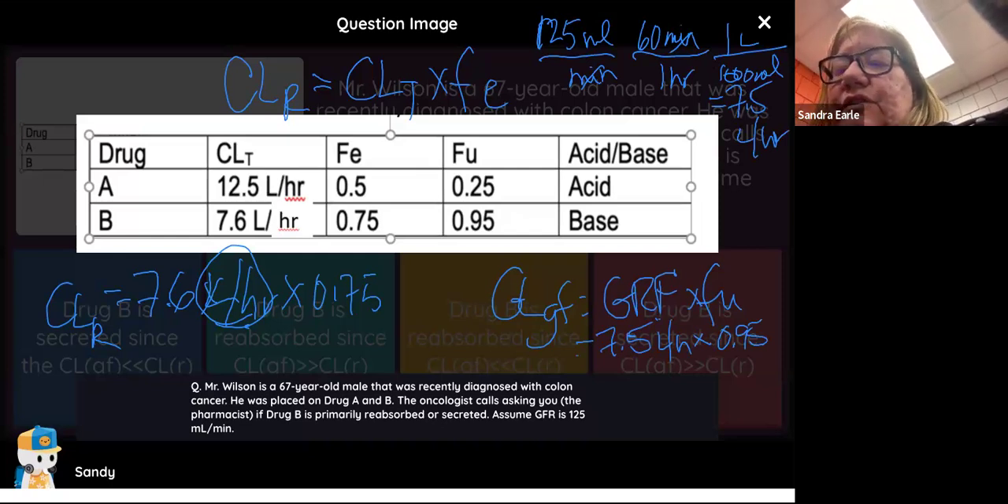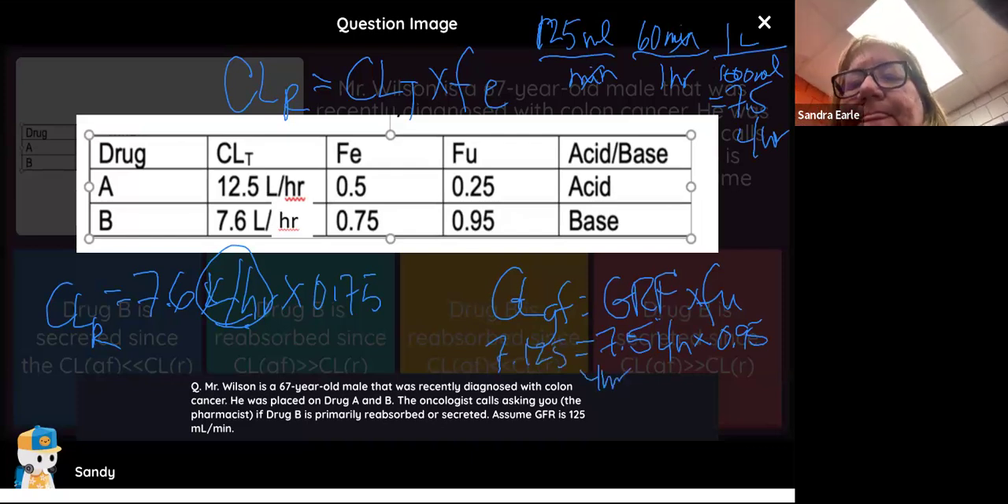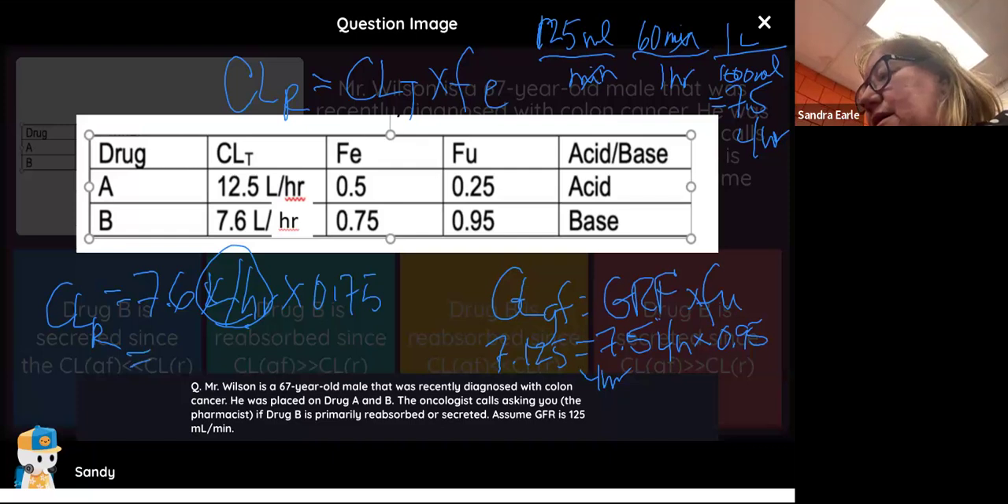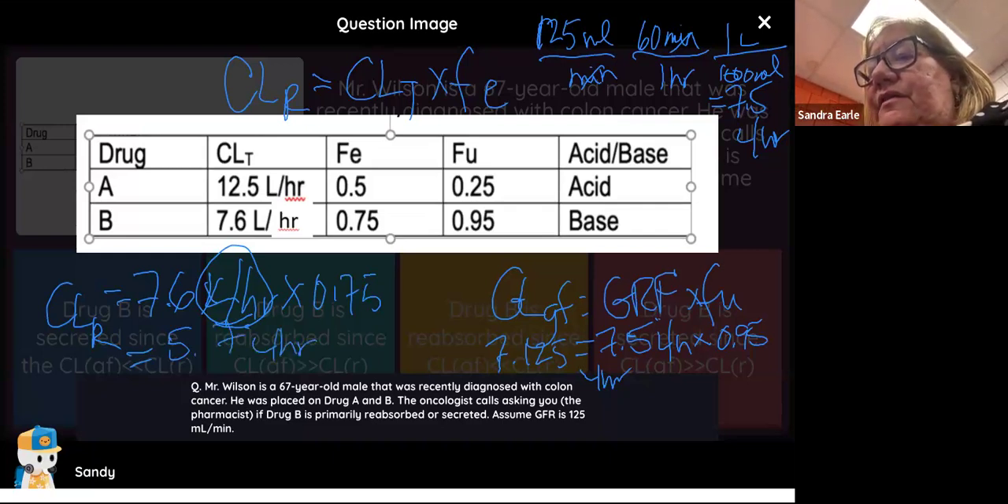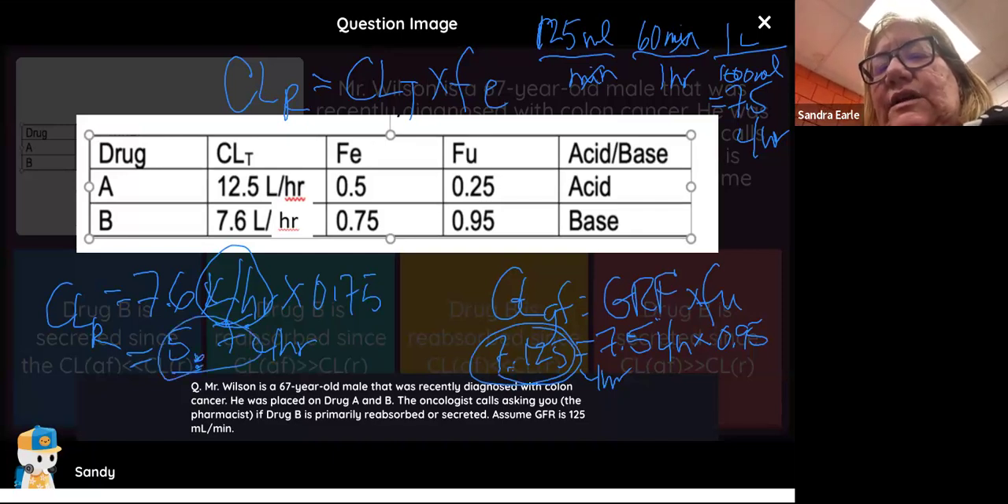So our filtration clearance is 7.125 liters per hour. And our renal clearance is 5.7 liters per hour. So if we have 7.125 liters per hour coming into the glomerulus and only 5.7 going out in our renal clearance, what has to have happened? It had to be predominantly reabsorbed. So drug B is predominantly reabsorbed.